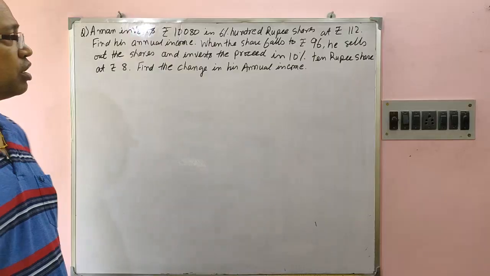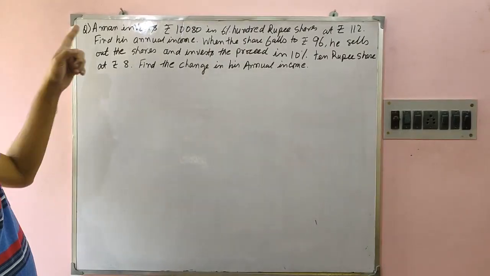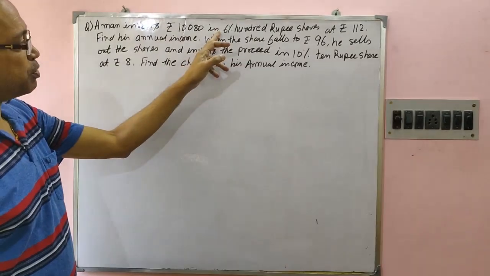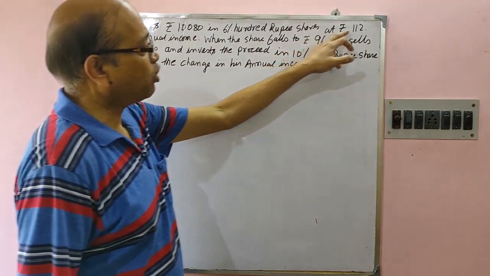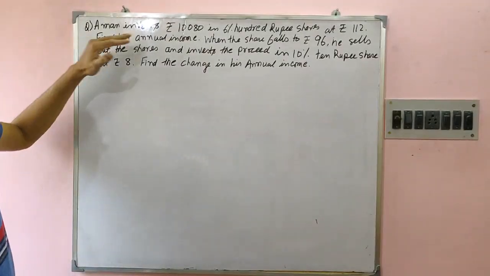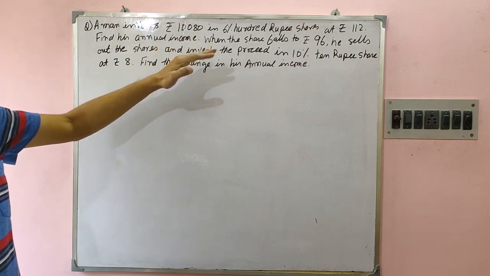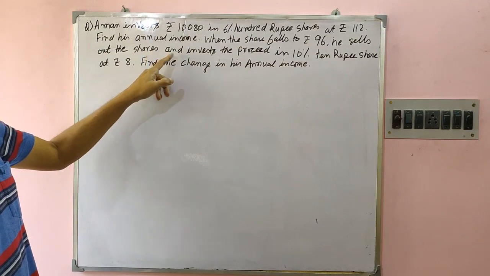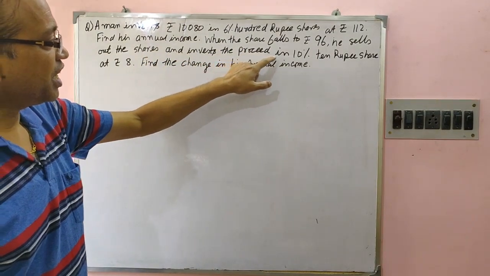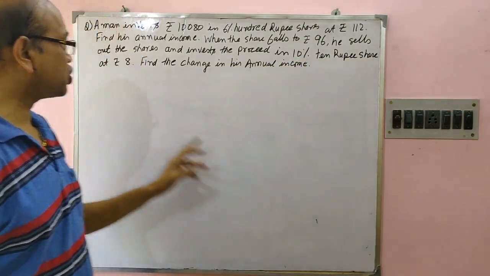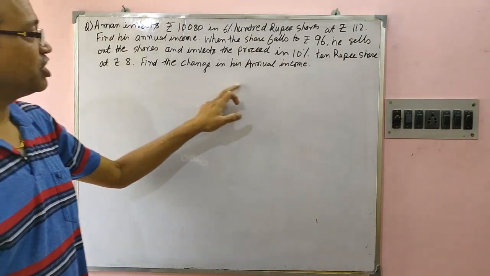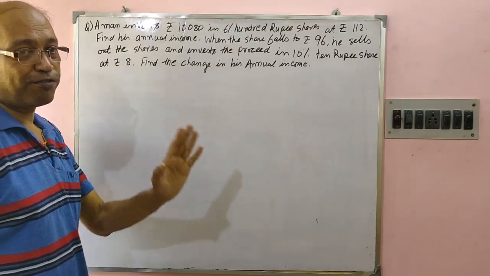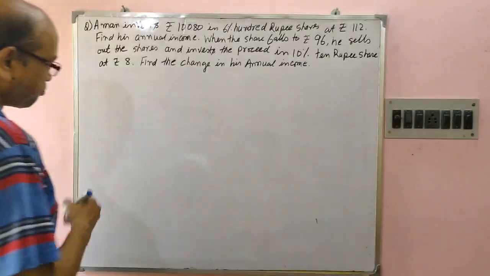Clear? The next question. A man invests rupees 10,080 in 6% 100 rupee shares at rupees 112. Find his annual income. When the share falls to 96, he sells out the shares and invests the proceeds in 10% 10 rupee shares at rupees 8. Find the change in his annual income. Proceeds means the money he received after selling the shares.